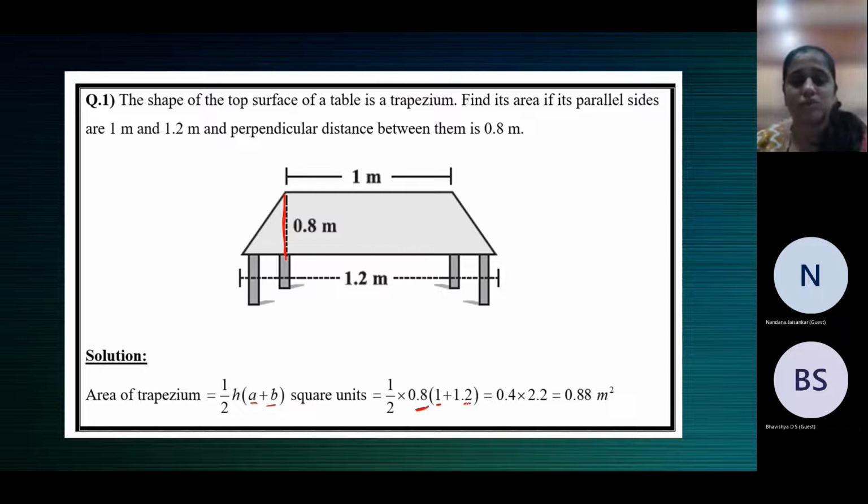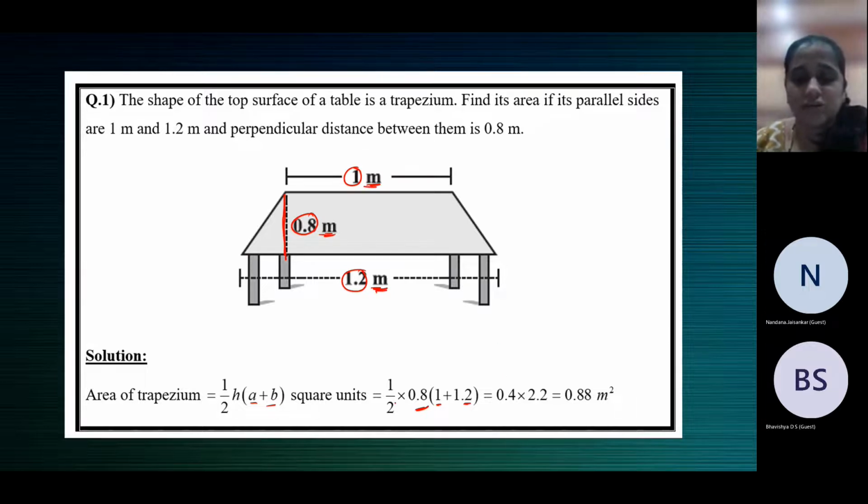So 1 meter and 1.2 meters. All the values are in the same unit. See here, 1 meter, 0.8 meter, 1.2 meter, all in the same unit, meters. So we don't have to convert. If, supposing, 2 units are in meters and 1 is in centimeters, then we need to be careful while substituting. You should either have all the units in centimeters or all in meters. So here we don't have that work since all the values are given in meters.